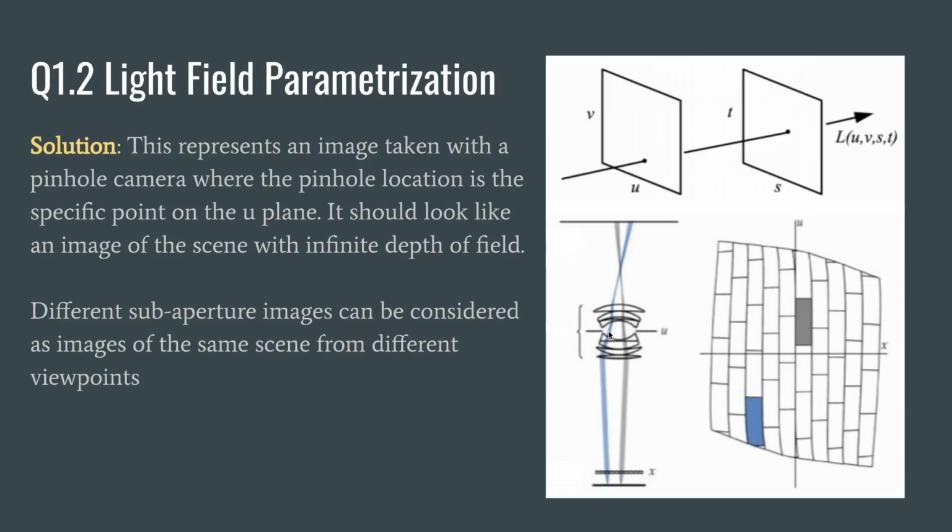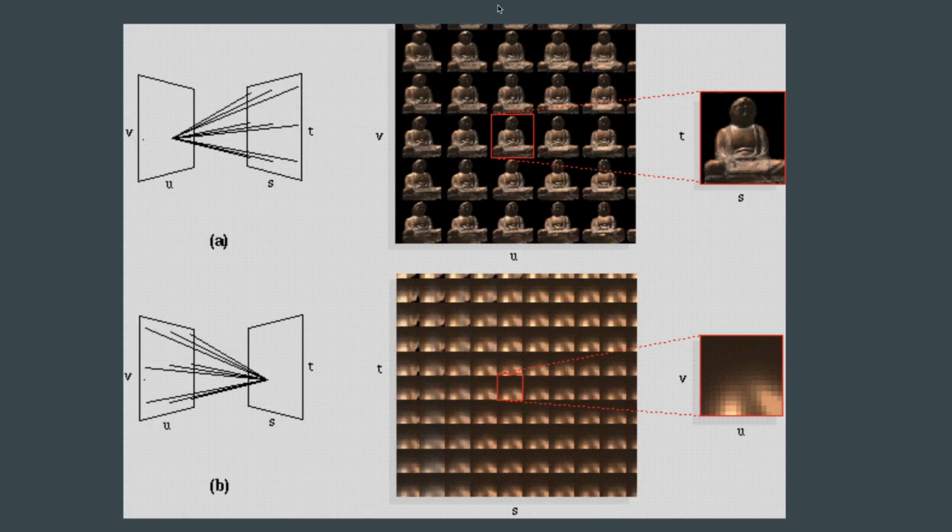And different subaperture images can be considered as images of the same scene from different viewpoints. So here's an example up at the top. These are all subaperture images, and as you can see, this statue is seen from different angles depending on which subaperture image you look at.